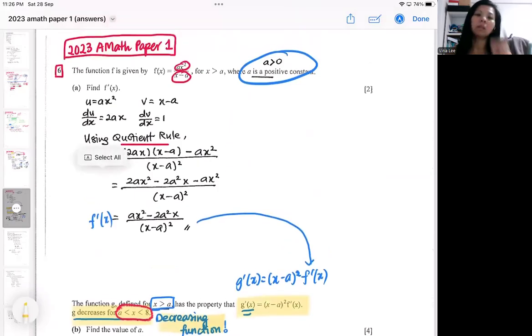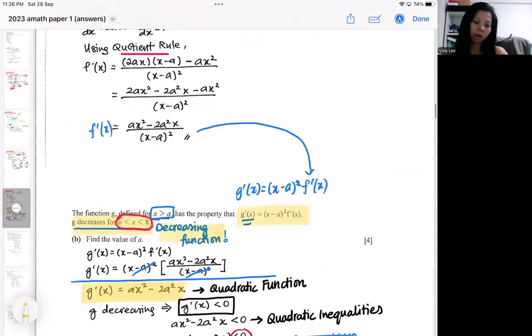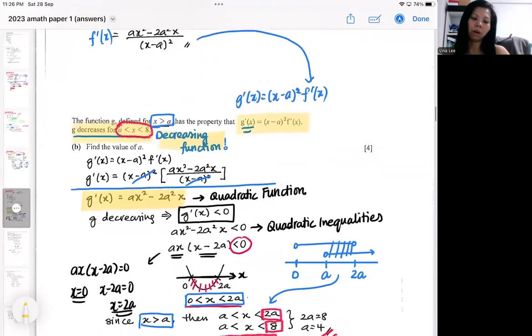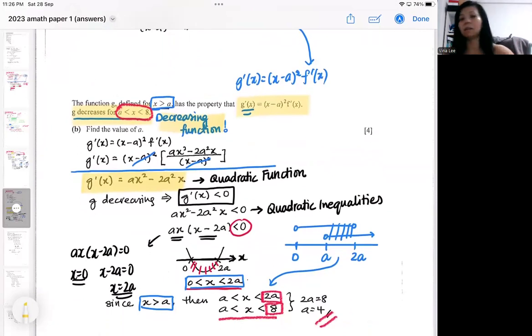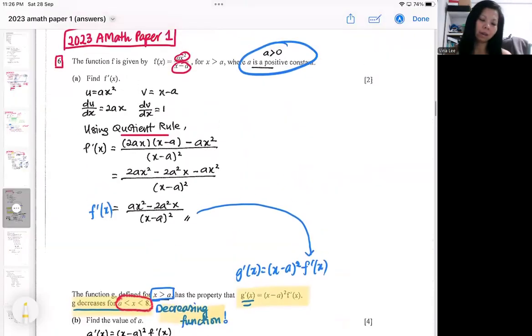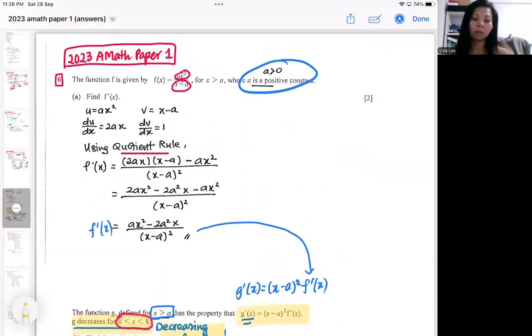Okay, so of course, if let's say your part A, your quotient rule, has a mistake, then your second part will be affected. You might find yourself not getting a proper G prime for you to apply the decreasing function. I think the key thing is there can be quite a few of you who never even realize it's a decreasing function, never realize it's a quadratic inequality. So I think they're quite clever to mix all the concepts in one question.